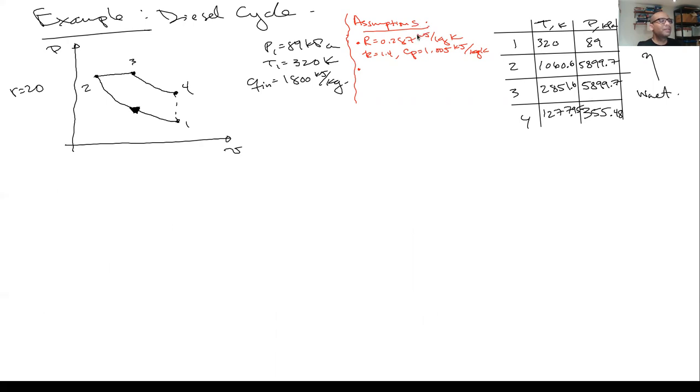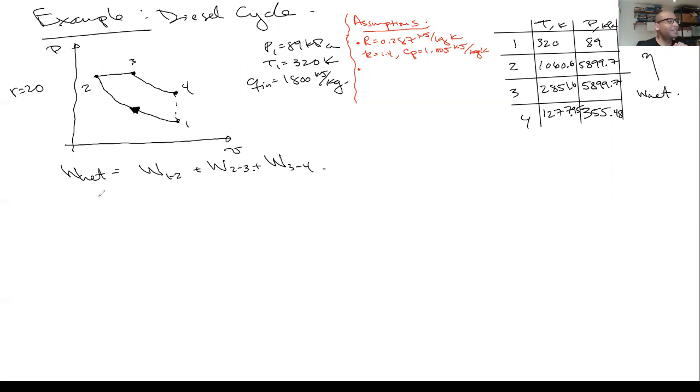So let's see. The net amount of work is going to be equal to the work in the compression stroke from 1 to 2, plus the work in the expansion stroke, the work from 3 to 4. And now we must not forget there's work between 2 and 3. Constant volume gives me zero work. In the Otto cycle, there was no work during combustion because it was at constant volume. From 2 to 3, in the diesel cycle, now there is work because it's at constant pressure and not at constant volume.